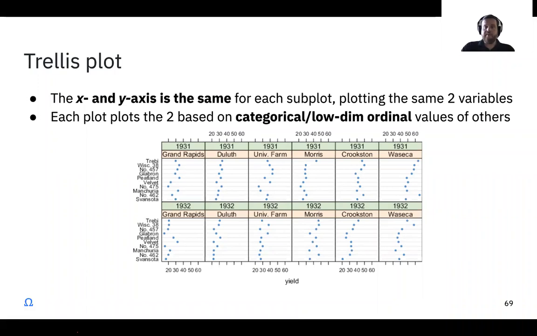Okay, so let's continue with the multivariate visualizations. Another one is called the trellis plot. The idea of the trellis plot is that for each subplot, the x and y axis is the same. It will always plot the same two variables, and each plot will correspond to a certain configuration of categorical and low dimensional ordinal values of other attributes.